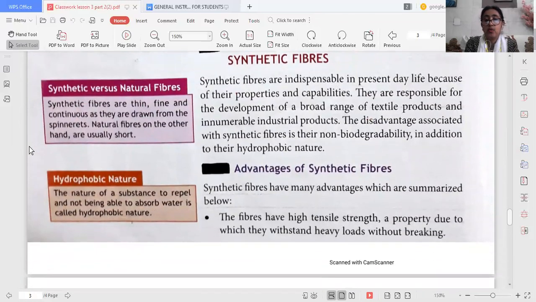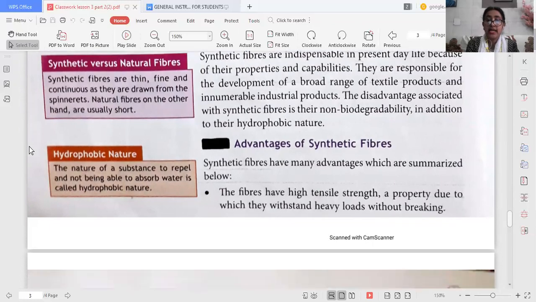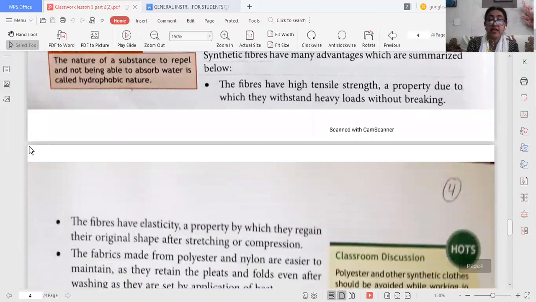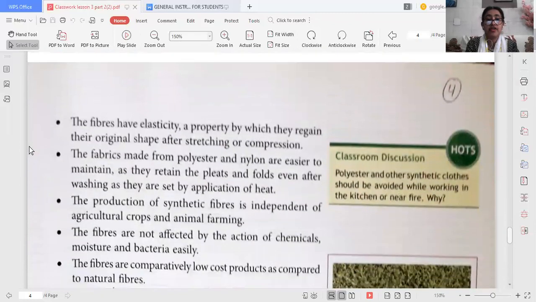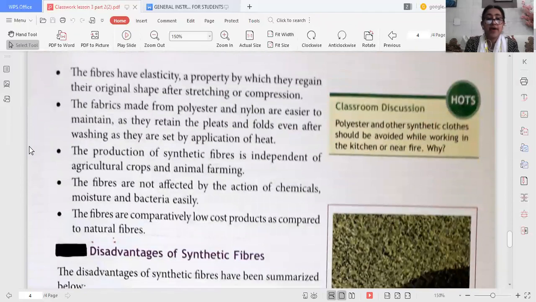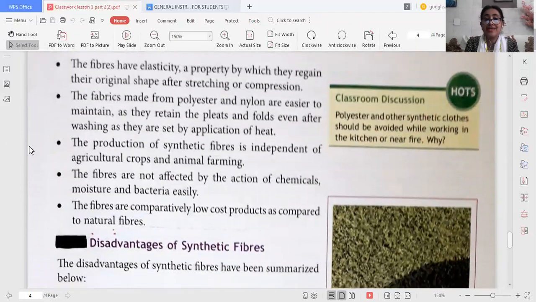Advantages. There are many advantages of synthetic fibers. Earlier also we have discussed. The fibers have high tensile strength, a property due to which they withstand heavy loads without breaking. Then another is that the fibers have elasticity, a property by which they regain their original shape. The fabrics made of polyester and nylon are easier to maintain. The production of synthetic fibers is independent of agricultural crops and animal farming. The fibers are not affected by the action of chemicals, moisture, and bacteria. The fibers are comparatively low cost as compared to natural fibers.